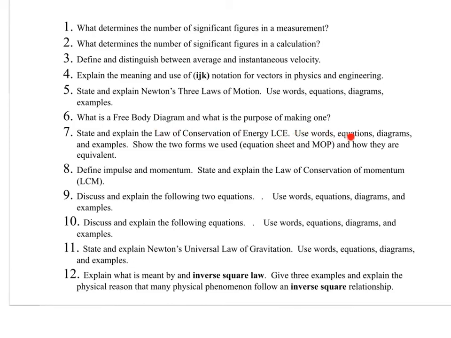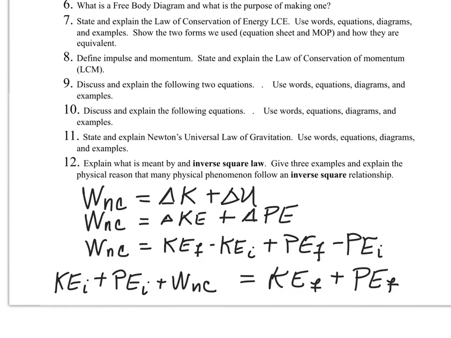The law of conservation of energy, let me pause the video and write that down. So if I ask question 7, this is what you should do. State the law of conservation of energy and show the two forms we used, the equation sheet and MOP. So here's the equation sheet. We use U instead of PE. PE is the more intuitive because it's potential energy, but in physics and engineering, potential energies are often written as U. So you should know both of those notations.